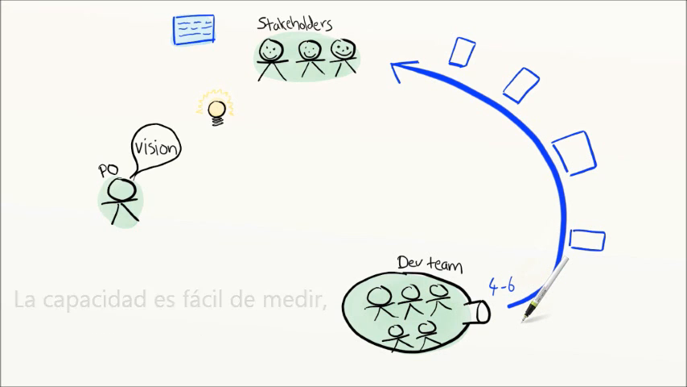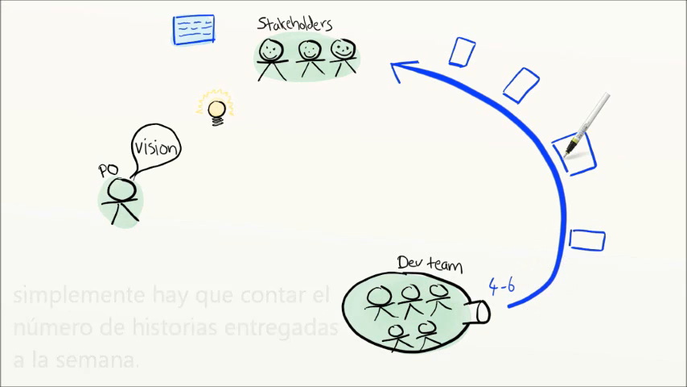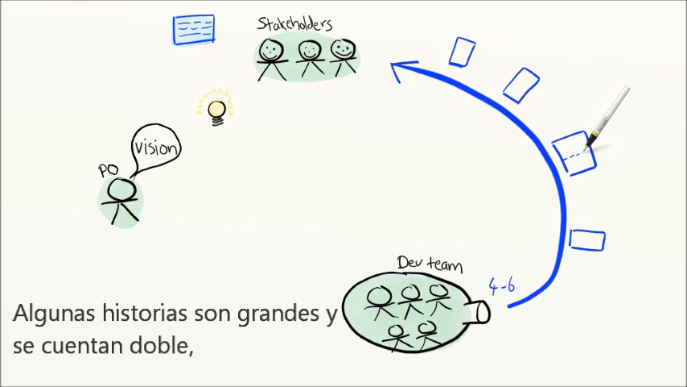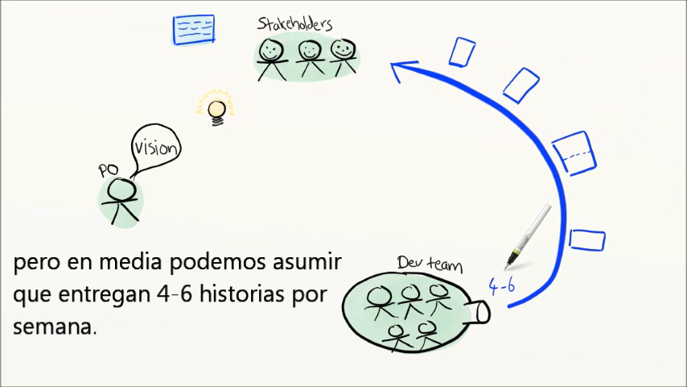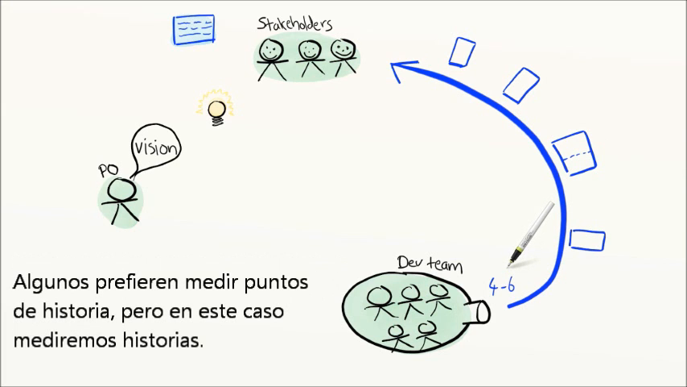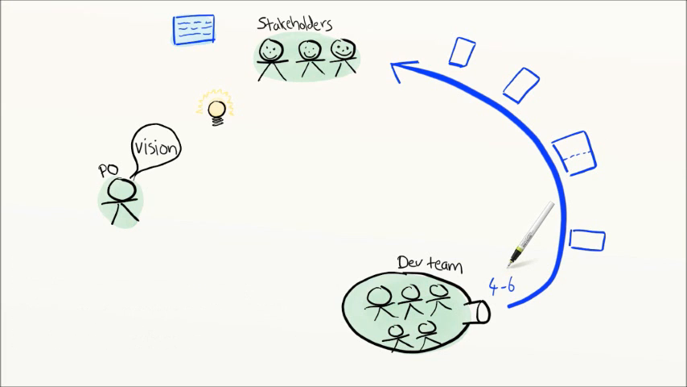Capacity is easy to measure. Just count the number of stories released per week. Some stories are big, so they count as 2. Some are small and count as a half, but all in all, it adds up to about 4 to 6 stories per week. Some people call these story points, but I'm just going to call them stories per week.